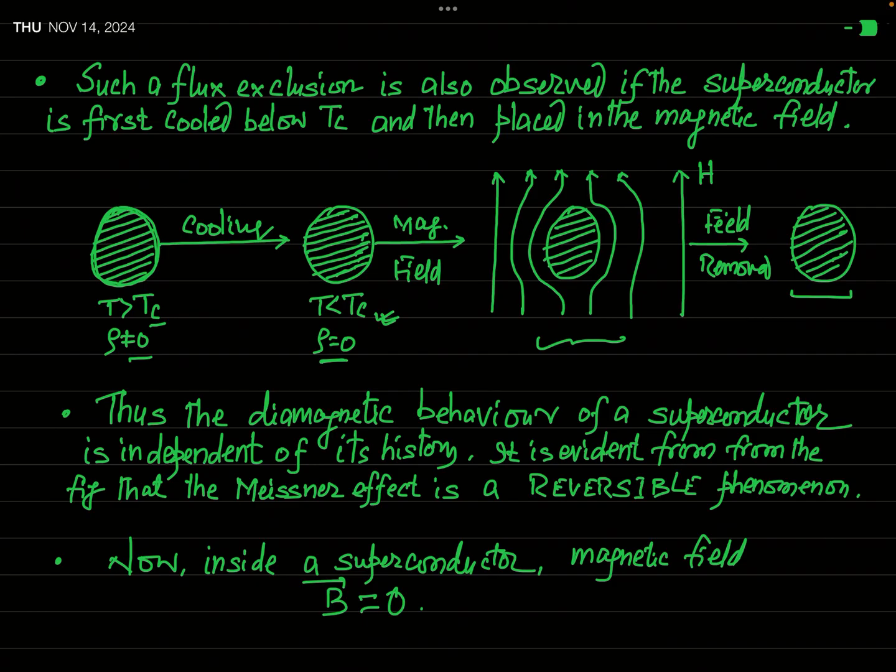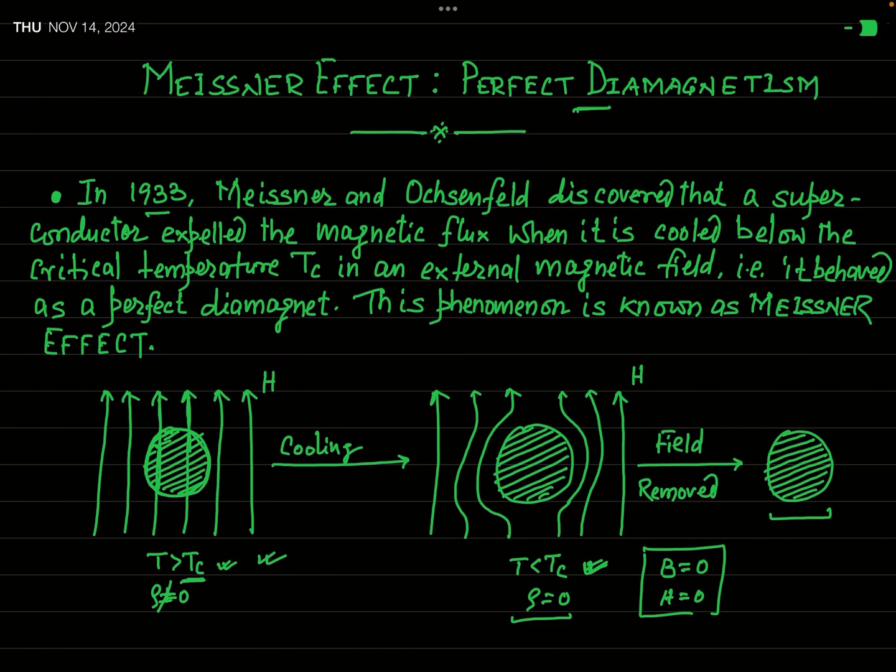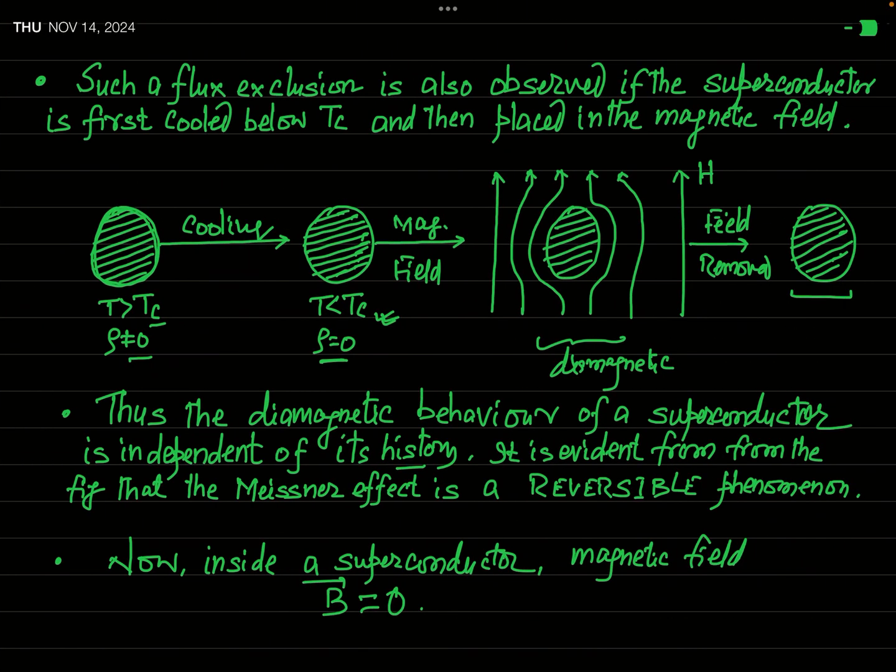You can see that the diamagnetic behavior of a superconductor is independent of its history, because in the second set of experiment initially no magnetic field was applied, but in the first case the magnetic field was applied initially, and the final diamagnetic behavior is achieved after applying the magnetic field in both cases. So the diamagnetic behavior of a superconductor does not depend on whether you applied the magnetic field before cooling the material below its critical temperature or after. So it is evident from this that the Meissner effect is a reversible phenomenon.